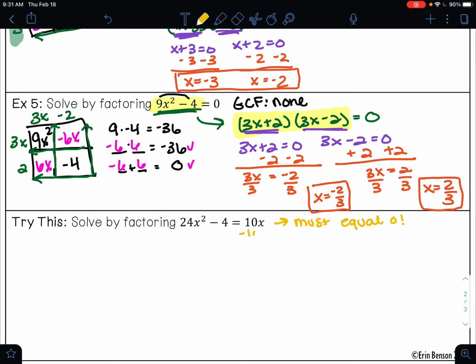So what I'm going to do is I'm going to subtract 10x on both sides. When I do that, I see that negative 10x doesn't have any like terms. So I'm just going to write this quadratic trinomial in standard form. Now you can factor. So go ahead, pause this video, take a second to factor this trinomial.